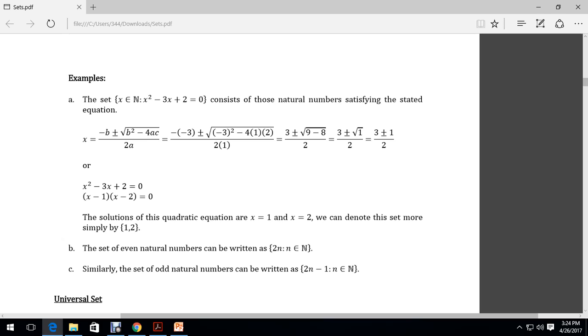Now, take note that x squared minus 3x plus 2 is equal to 0 is in the form of what we call a quadratic equation because of the x squared. Now, going back to your basic algebra, we know that the solution for x in a given quadratic equation is x equal to negative b plus or minus the square root of b squared minus 4ac, all over 2a. Now, the letters a, b, and c are the coefficients that appear in our given quadratic equation.